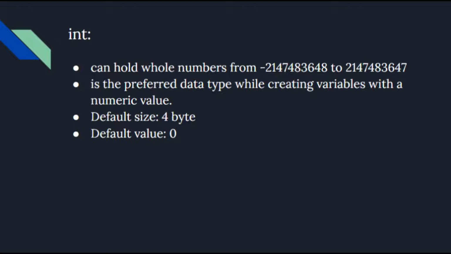The int data type can hold whole numbers from -2,147,483,648 to 2,147,483,647. The data type int is the preferred data type while creating variables with a numeric value. The default size of an int is 4 bytes and the default value is 0.